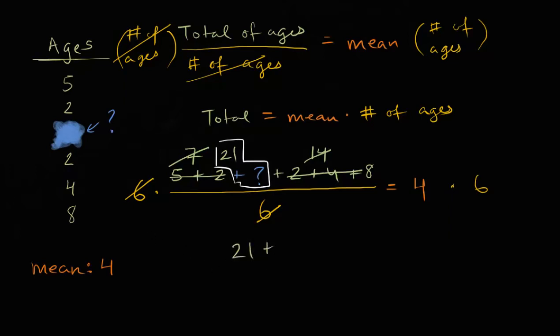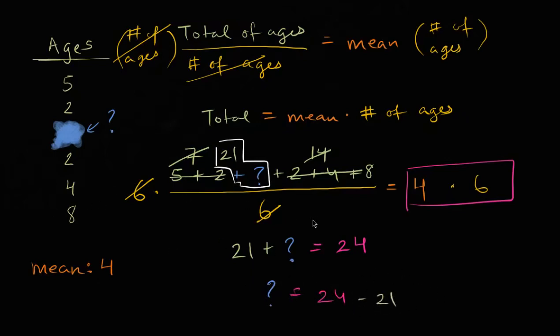21 plus this question mark, the thing that we're trying to solve for, the missing number, is going to be equal to 4 times 6. Well, what's 4 times 6? That's 24. And so what's the question mark? 21 plus what is equal to 24? You might just say it's going to be 3. Or you could say the question mark is going to be equal to 24 minus 21, which is, of course, 3.